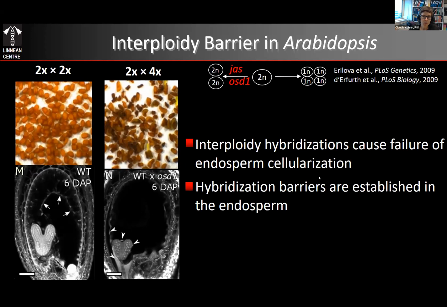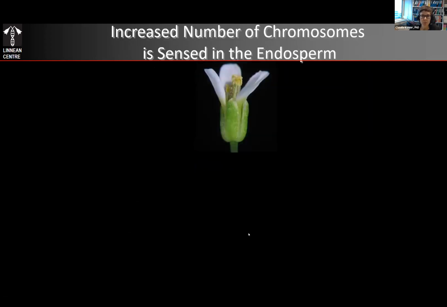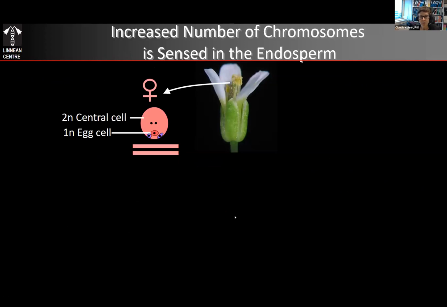So the main point so far is interploidy hybridization causes failure of endosperm cellularization, and these hybridization barriers are established in the endosperm. And because this talk will focus on the endosperm, just very briefly, how is the endosperm formed, to bring us all on the same page. The endosperm is a product of a double fertilization event.